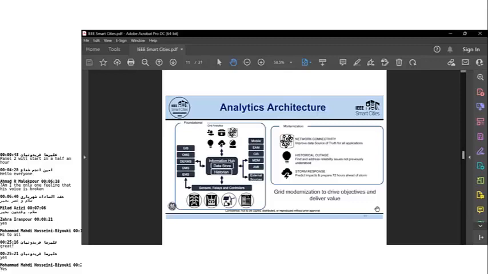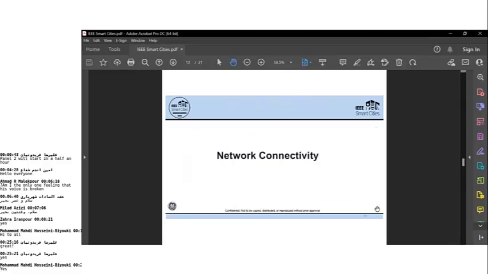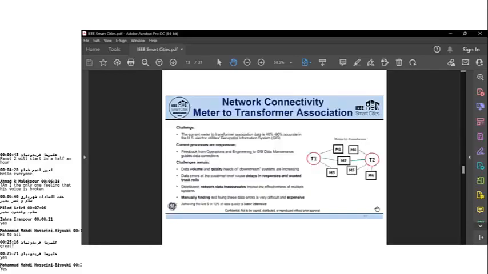If you can go to the next slide. Cool. We're talking about network connectivity. Moving on. Network connectivity has two main algorithms. One is concerned with meter to transformer association.